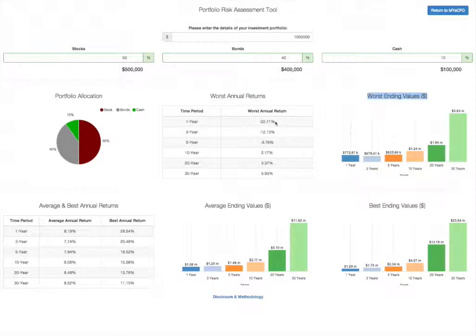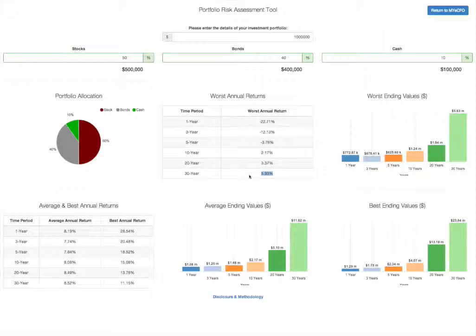So the worst annual returns provides a table that looks at historical data, 1929 to 2013, of U.S. stock returns, bond returns, and treasury bill returns for cash, and tells you what the return would have been on an annual basis. So here we see that your portfolio in a worst case scenario would have given you about minus 22.7% in a 1 year period.